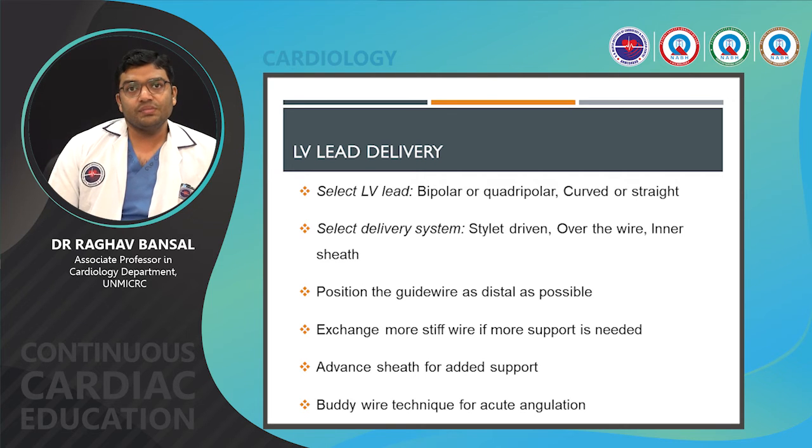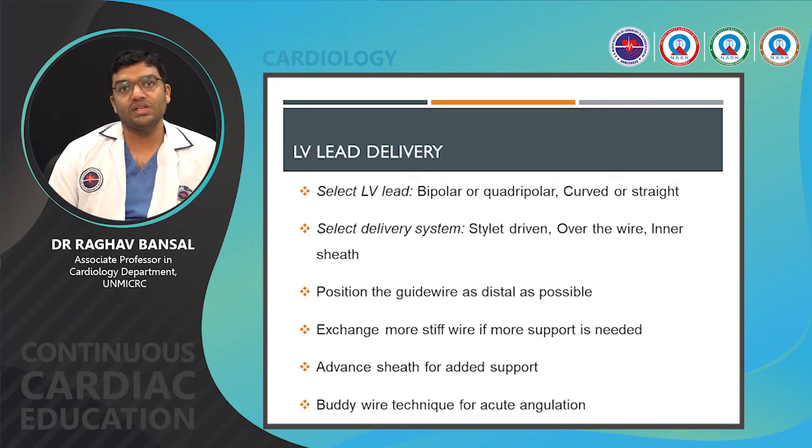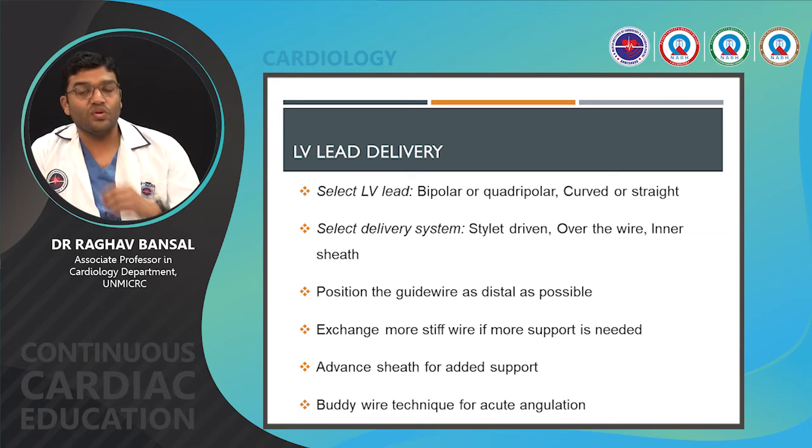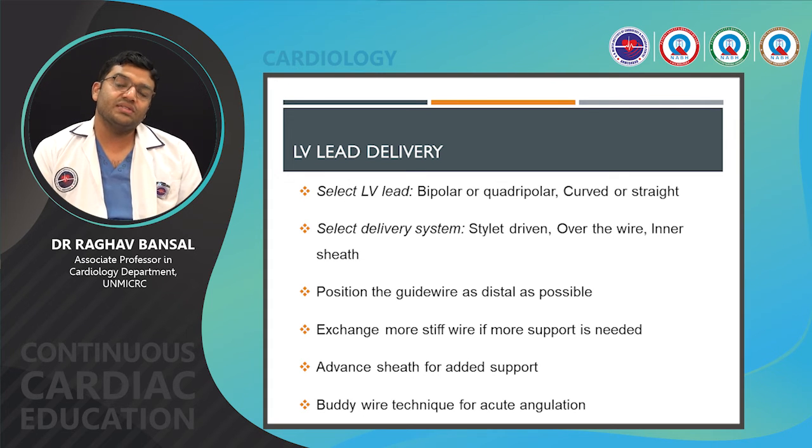Select the delivery system. There are multiple leads available: you can have a stylet-driven lead or an over-the-wire lead. The over-the-wire lead is the most commonly used lead today. These go over a 014 coronary guide wire. We just have to place a coronary guide wire inside the target branch and then put a lead over the wire. Position the guide wire as distal as possible in the branch. This gives a lot of support.